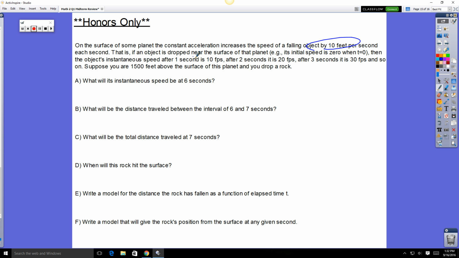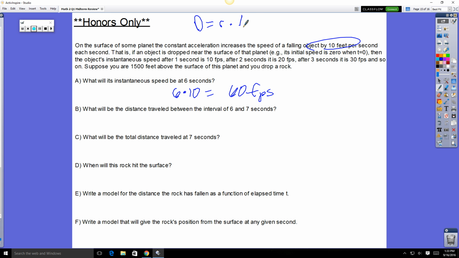So if you drop an object near the surface of the planet, its initial speed will be 0 when the time is 0, and then its instantaneous speed, so the speed at that exact moment, after 1 second it will speed up from 0 to 10. And then after 2 seconds it will be going 20 feet per second. So what will its instantaneous speed be at 6 seconds? It will be 6 times 10. It will be 60 feet per second. Okay, now the distance traveled between the interval of 6 and 7.